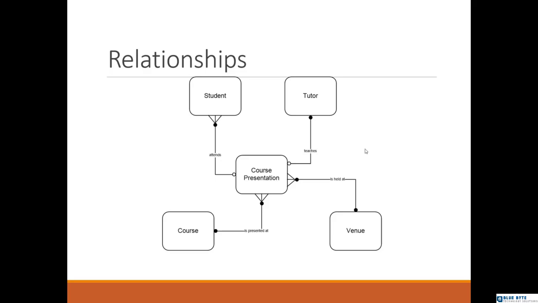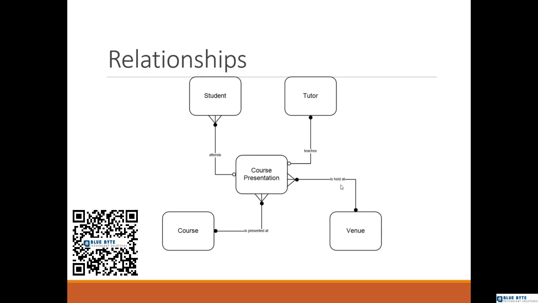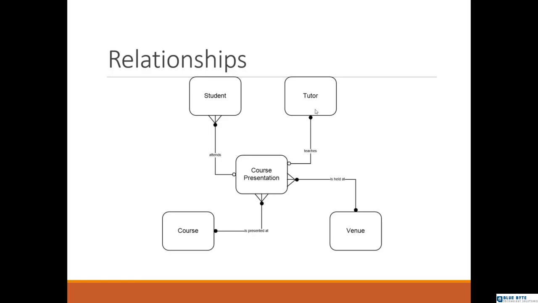The relationship might be one of the three: either one-to-one or one-to-many or many-to-many. Let us think about it. Now, according to the design of our institute, many students, that's why we have this many, can enroll to the course. And in addition to that, for the course presentation, many course presentations can be held at a venue. Many course presentations can be produced for a single course. Just one tutor or instructor can teach the course.